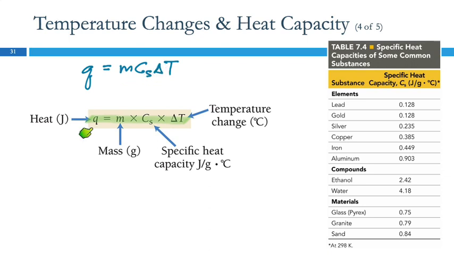So Q is the heat in joules, M is the mass in grams, this is the specific heat capacity in joules per gram degrees Celsius, and then the temperature change is in degrees Celsius. And all these units are going to work out. We've got grams times joules per gram degrees Celsius times degrees Celsius. The grams cancel out and the degrees cancel out, leaving us with joules.